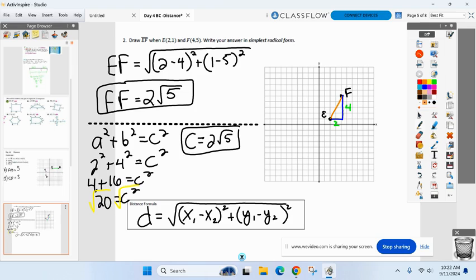Any questions, comments, concerns about how to find the length of a line segment now? All right, one doesn't make you great. Let's keep going.